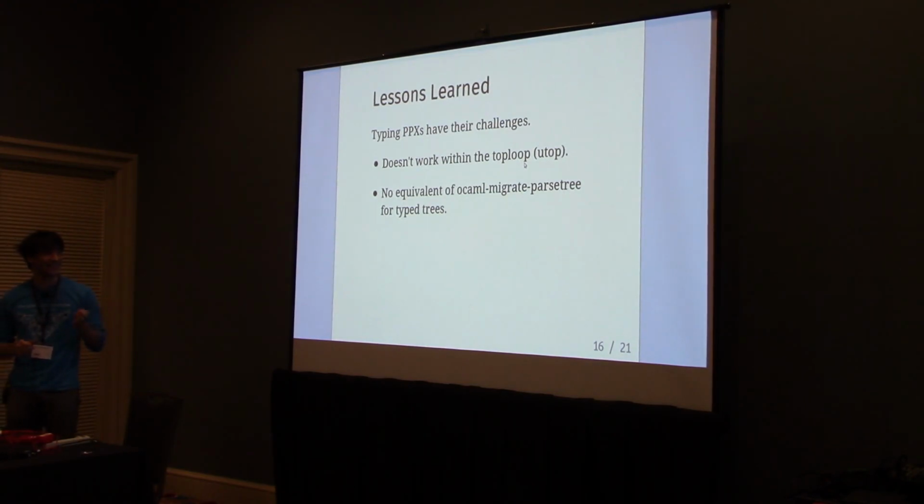OCaml Migrate Parsetree is a library that allows you to write code that operates against one OCaml parse tree, like 4.04, and use that same code against any OCaml version, because it will convert that parse tree to the one that you're expecting. We're inspecting type trees, and there's no similar equivalent to that. And this used to not work with Merlin, but today I found out that there is some hope in that regard. So I'm not sure, I'll look into it.